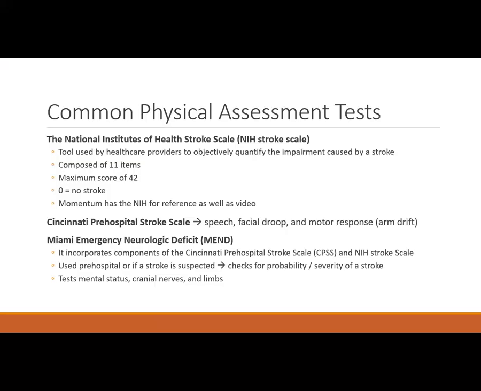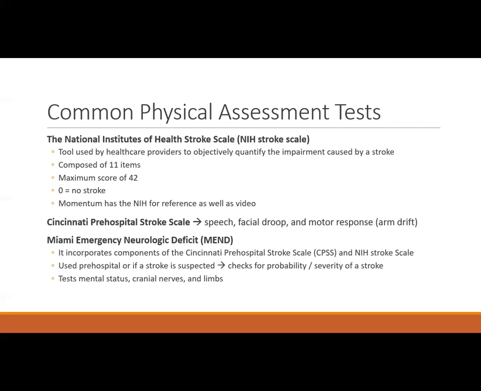So some of the things we use, these are some of our common physical assessment tests. The first one is the NIH stroke scale, which is the National Institutes of Health stroke scale. It's a tool used by healthcare providers to objectively quantify the impairment caused by a stroke. It's composed of 11 items with a maximum score of 42, and a score of 0 equals no stroke.